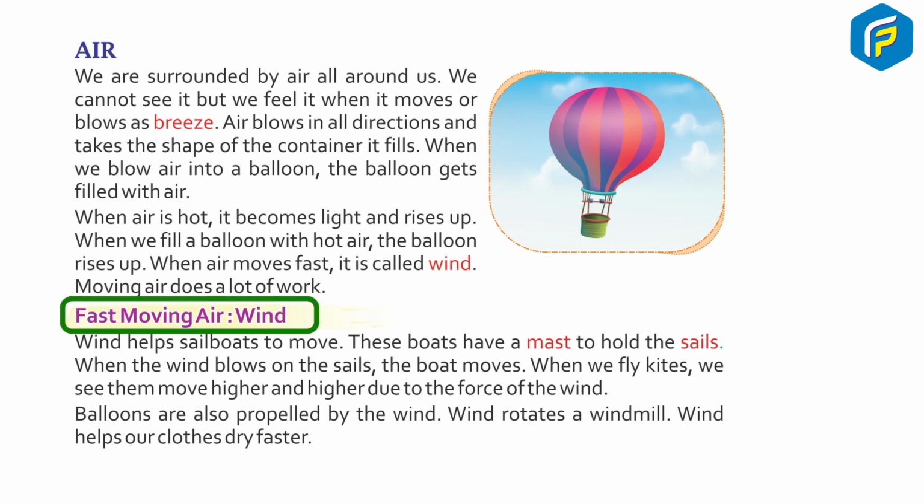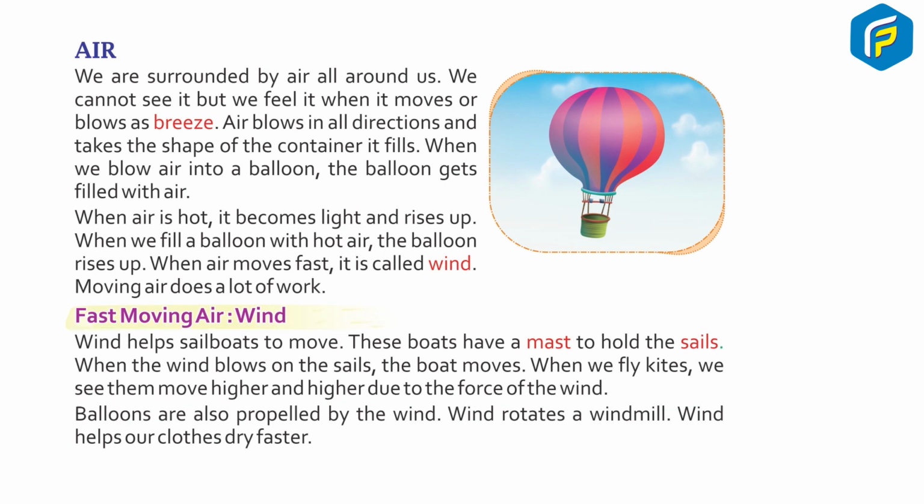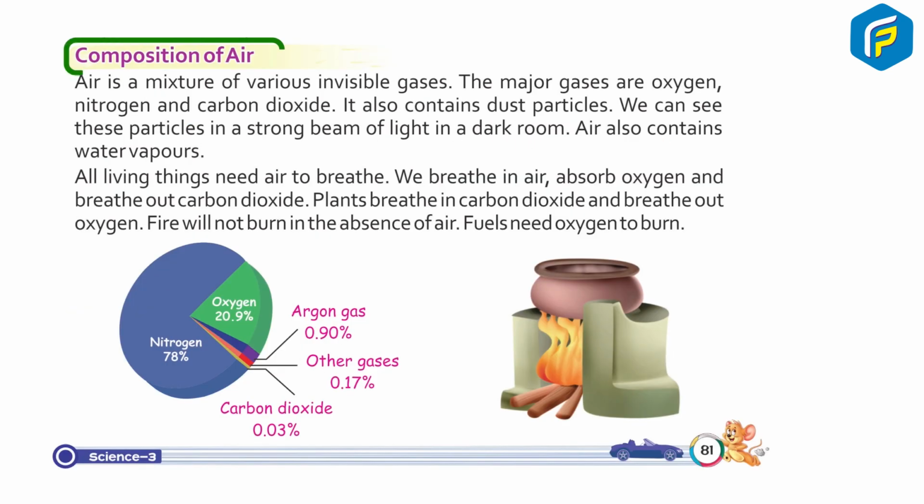Fast moving air: wind. Wind helps sailboats to move. These boats have a mast to hold the sails. When the wind blows on the sails, the boat moves. When we fly kites, we see them move higher and higher due to the force of the wind. Balloons are also propelled by the wind. Wind rotates a windmill. Wind helps our clothes dry faster.